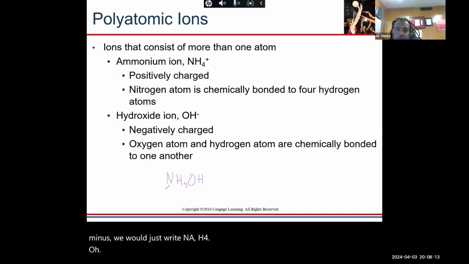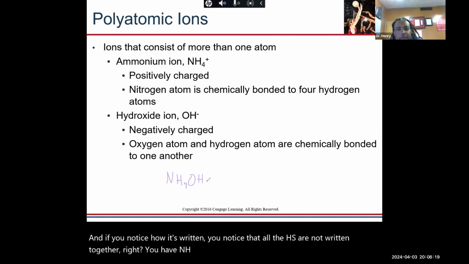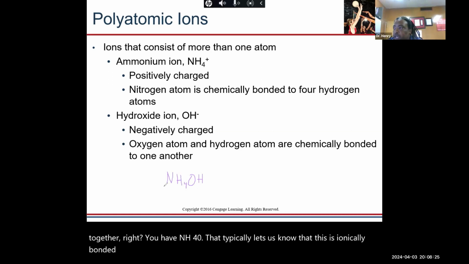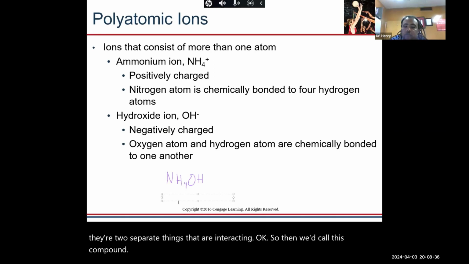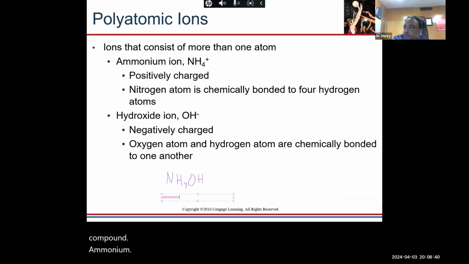And if you notice how it's written, all of the H's are not written together, right? You have NH4 OH. That typically lets us know that this is ionically bonded, okay? Because we're separating those H's to make sure that we know that they're two separate things that are interacting, okay? So then we'd call this compound ammonium hydroxide.